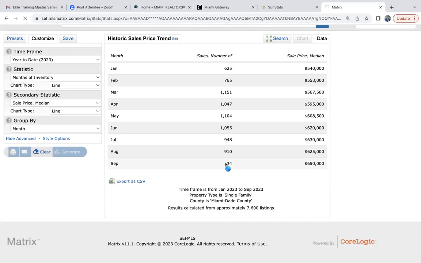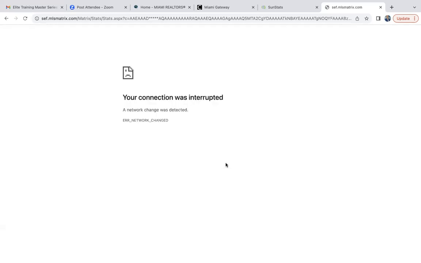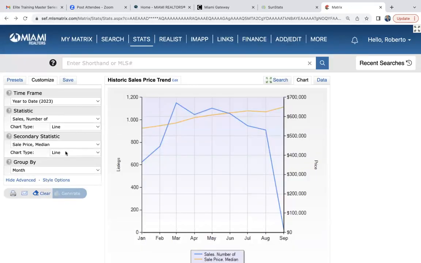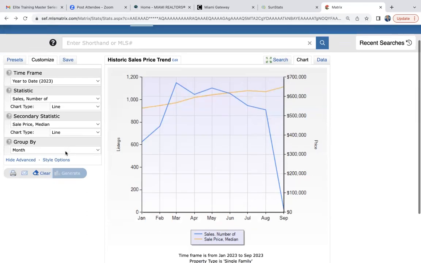So while we're being patient here, our next report that I want to show you is how to run a ranking report. You'll be able to rank yourself versus your peers. You'll be able to rank your office versus other offices, and you'll be able to find out who are the highest selling offices.